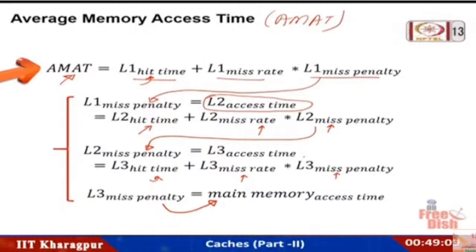And the way that the AMAT is related to the CPI is that the CPI, clock cycles per instruction, is basically the CPI with an ideal memory, right? So let us call it CPI base, times the fraction of memory instructions times AMAT minus 1. Or let us call it AMAT, I wouldn't call it the AMAT minus 1, but AMAT minus the L1 hit time.